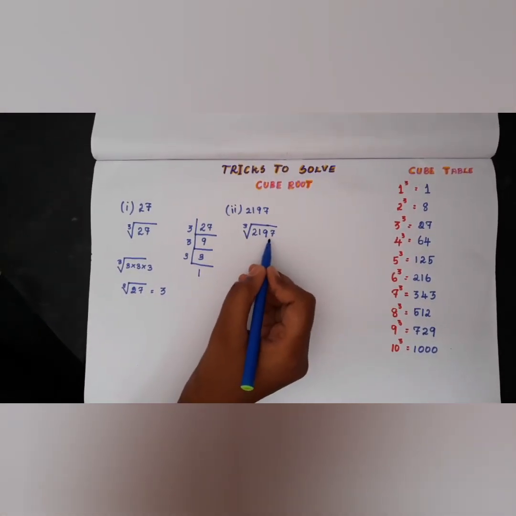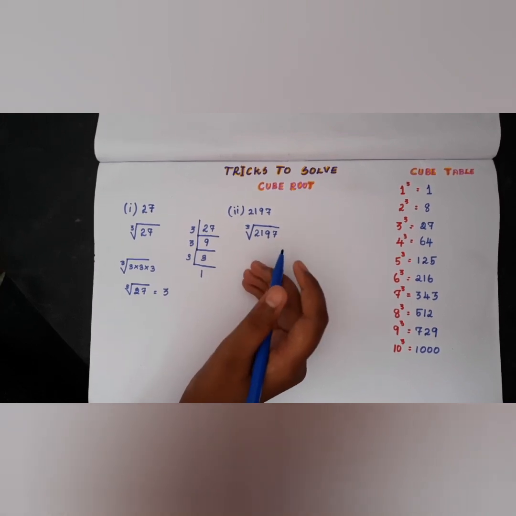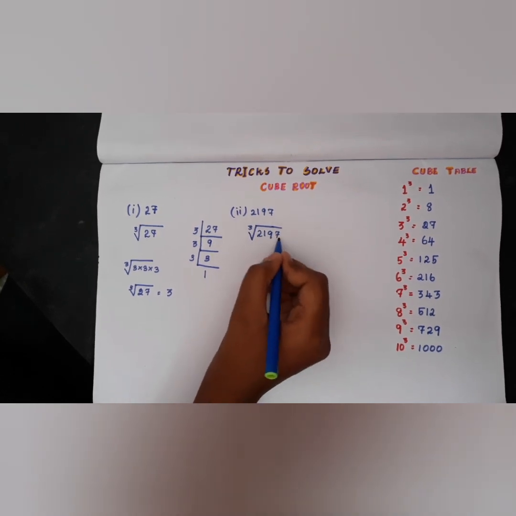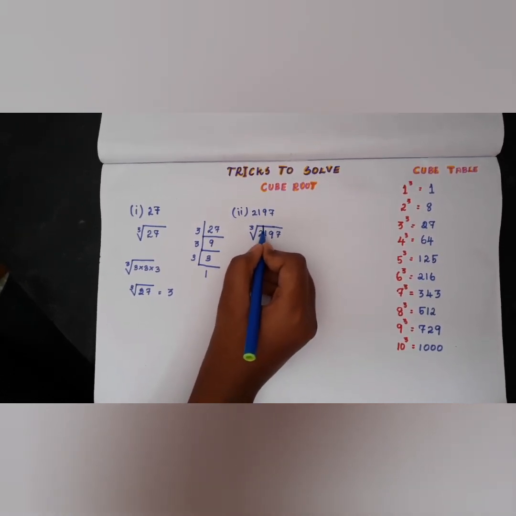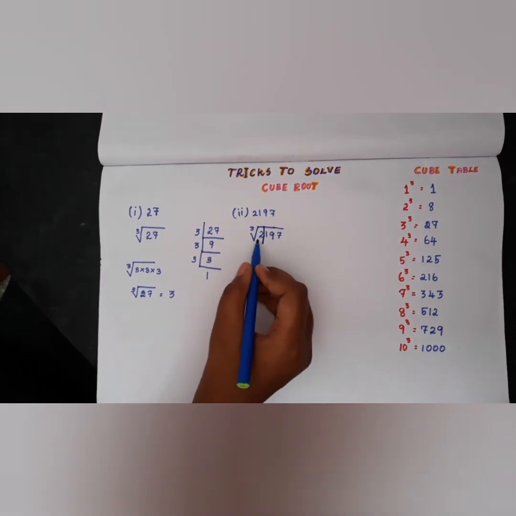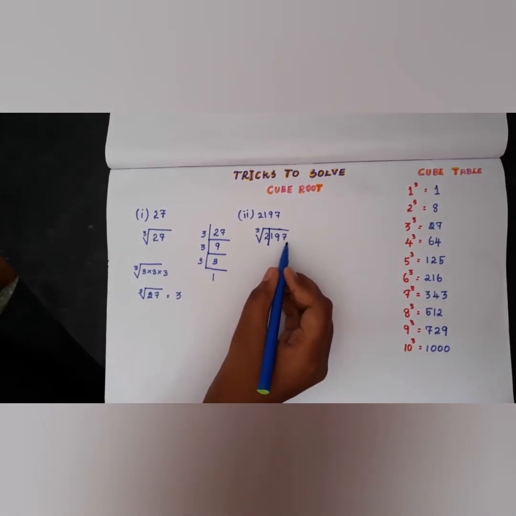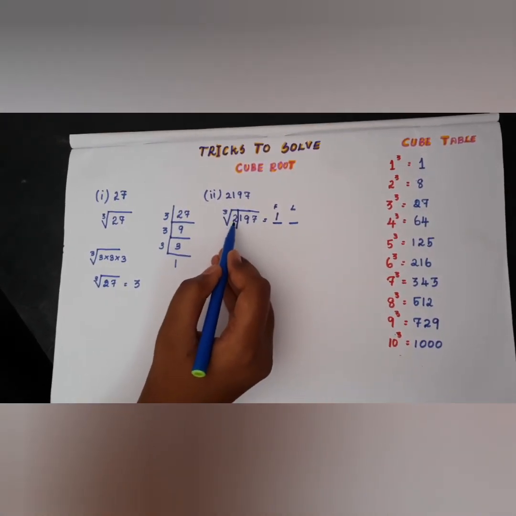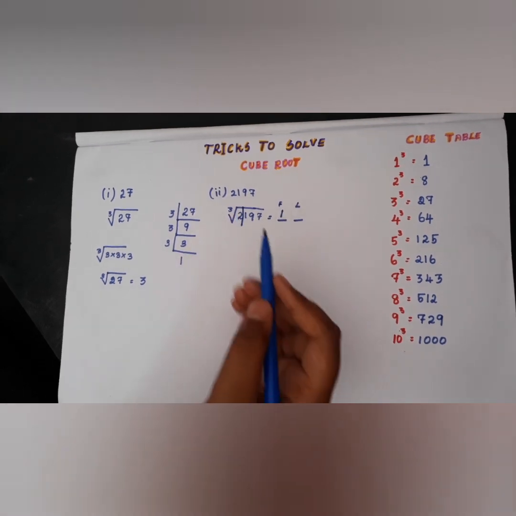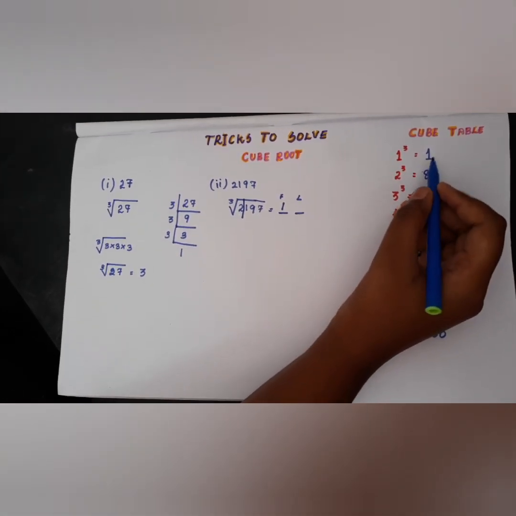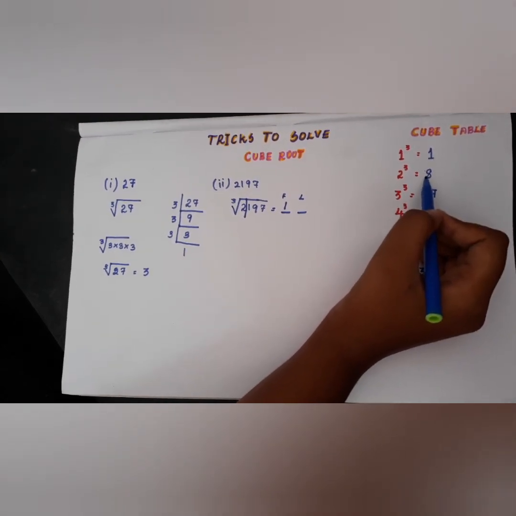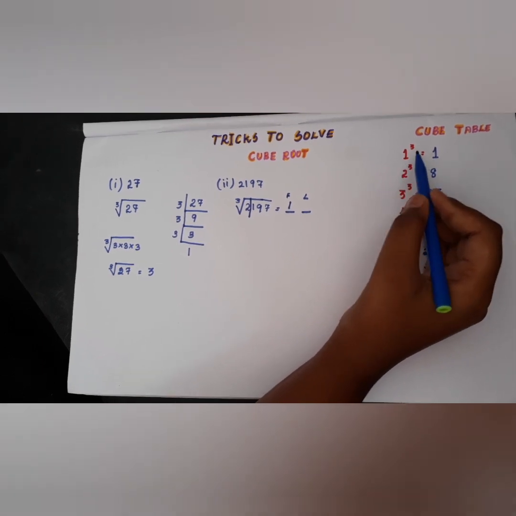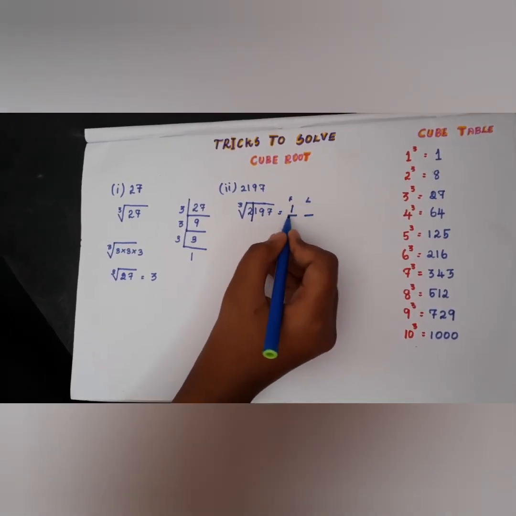We have 4 digits. We split into 2 groups, taking the last 3 digits as one group: 2 as one group and 197 as one group. The answer also has 2 digits. We take the first digit 2. 2 lies between 1 and 8. We take the smaller one, that is 1. 1 cube equals 1, so we put 1 in the first digit.